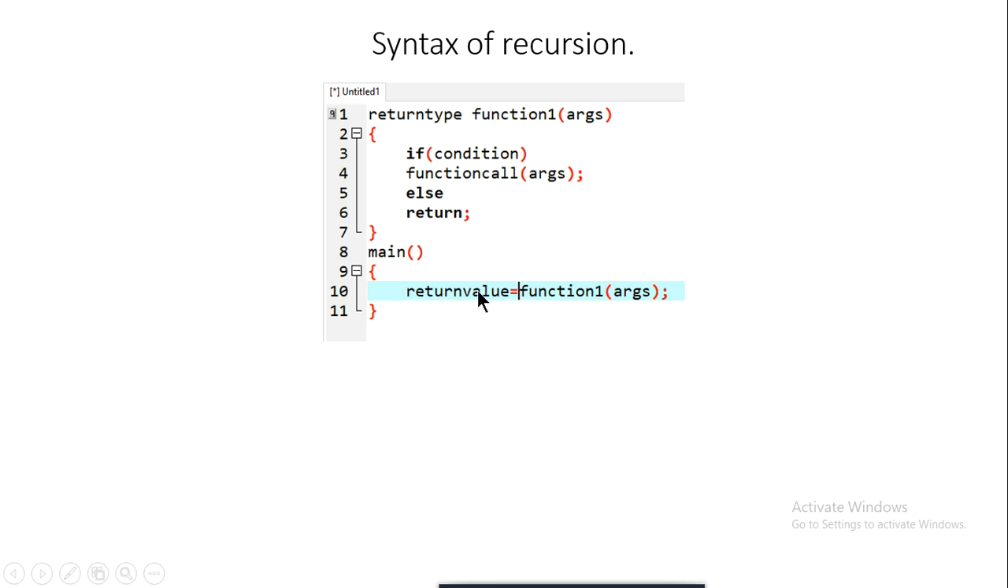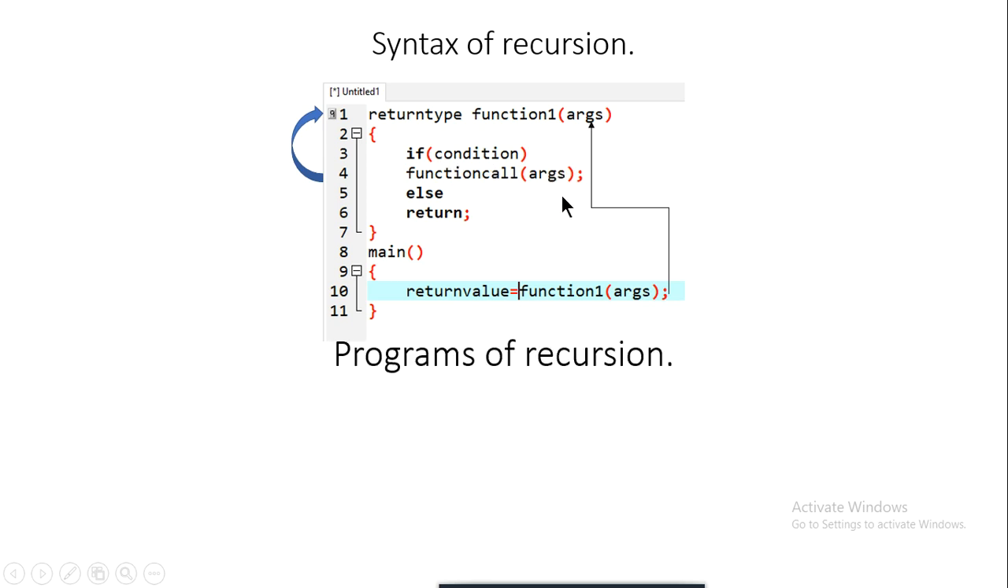This function call transfers the control to the first line, and in the first line I have the definition. I have called the function again in the fourth line, but I have put this function call inside a condition. So this call works continuously until this condition is true or false. Okay, now we talk about the programs of recursion.